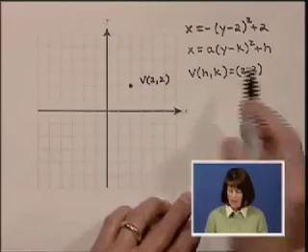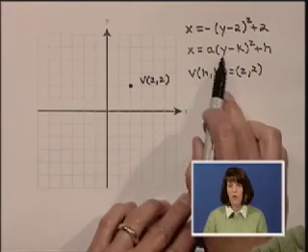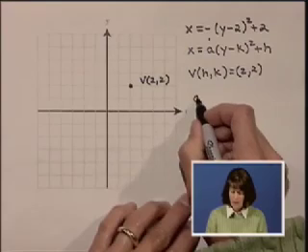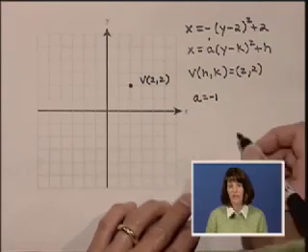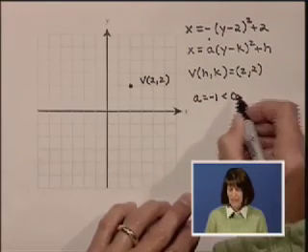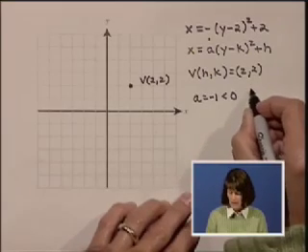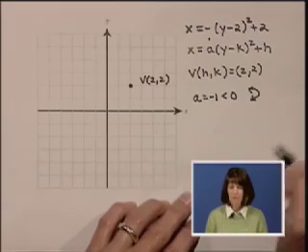The next thing we might notice is that a, our coefficient of the y squared term, is negative. a is equal to negative 1. That's less than 0, and therefore this parabola is going to open to the left, like so.